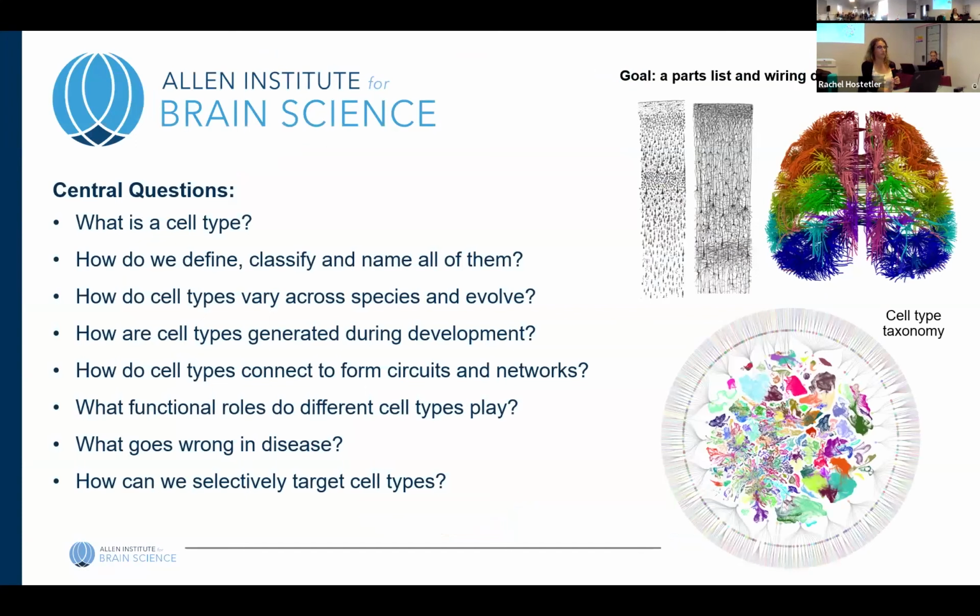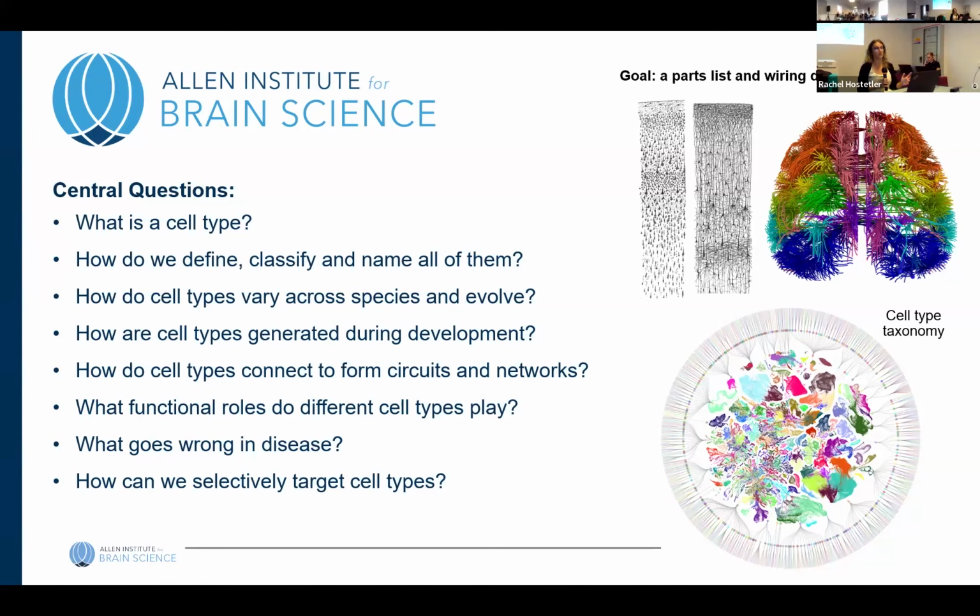And some central questions that we're trying to answer through all these different experiments is, first off, what is a cell type? That is changing, which cell types are defined in which ways, depending on which taxonomy you're looking at. These cell types have different names, they have different equivalents. How do we define and classify all these different cells? What do we call these different cells so that we all know what we're all talking about? How do these cell types vary across species and evolution? How are they generated during development? And then looking at the function of these cells. How do they work in circuits and networks? And what functions do they have?